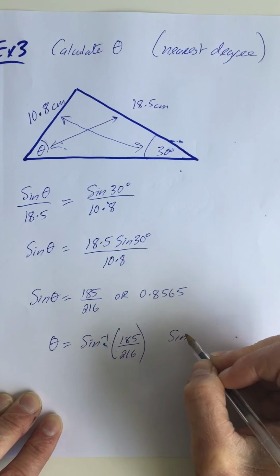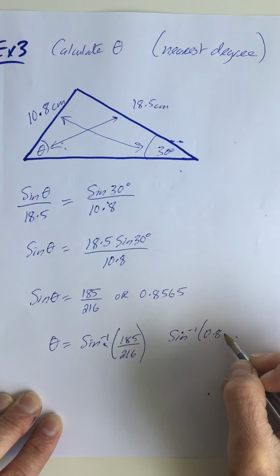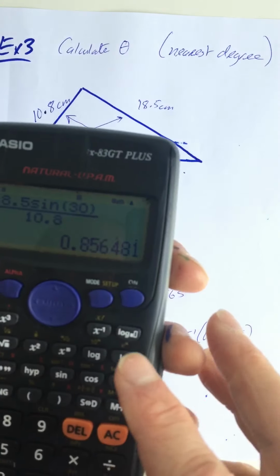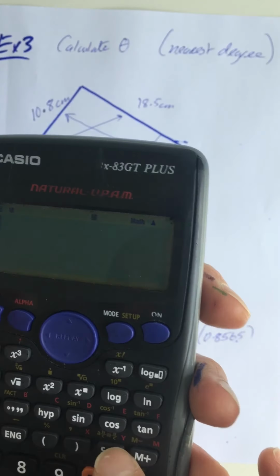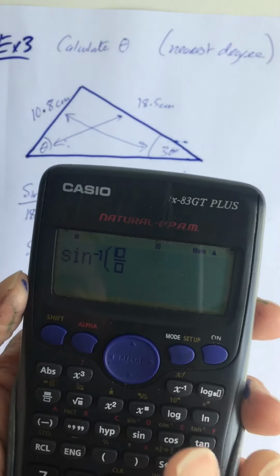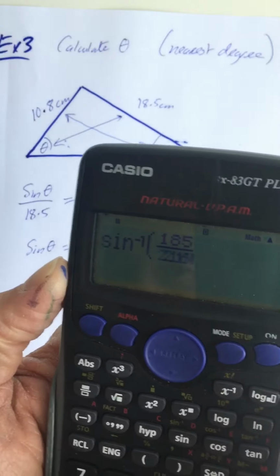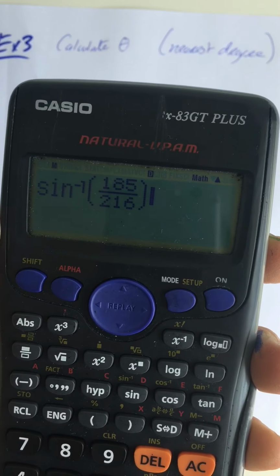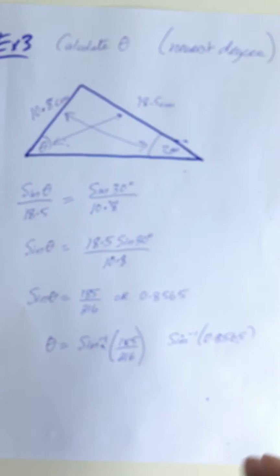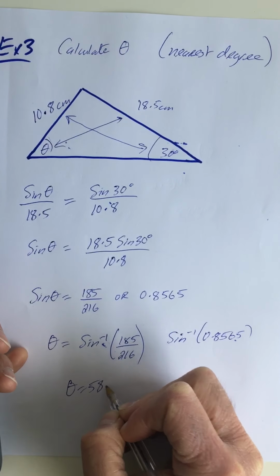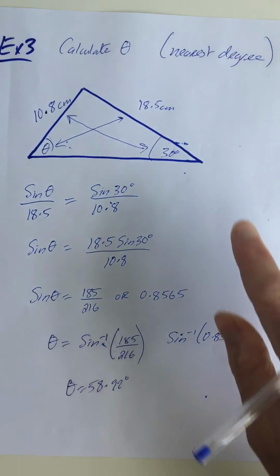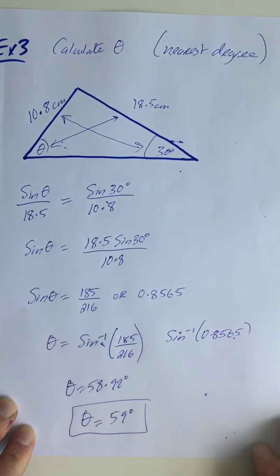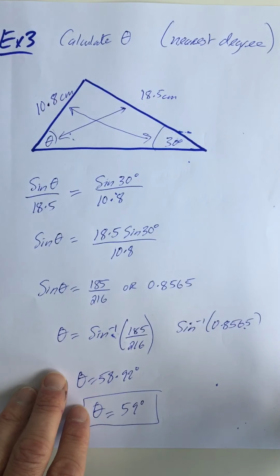Or if you prefer decimals, it's sine inverse of 0.8565. So whichever of those you prefer. I'm going to do the fraction version, so I'm going to go shift sine fraction. I got 185 over 216. Oops, arrow out first and then close my bracket. And when I'm happy, press equals, and I'm getting 58.92 degrees. Now, the question wants it to the nearest degree, so I'm going to put my answer as 59 degrees. So I've just worked out an angle using the sine rule.